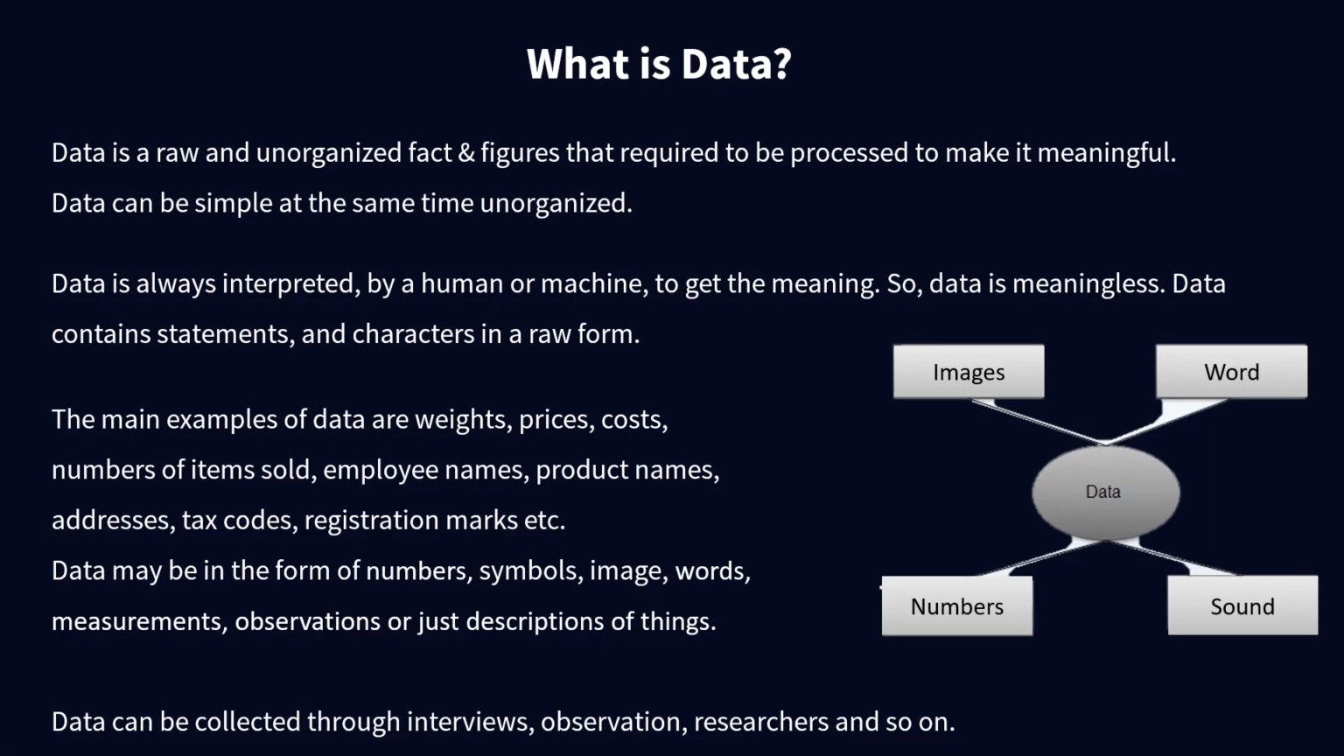So, what is data? You can find data from everywhere. It's a collection of facts and figures. Data can be collected through interviews, observations, and researches. You can use data to produce information. Data can be in different forms, such as numbers, text, images, sounds, or just description of things. Data is unorganized and meaningless. You cannot come to a decision using data. It should be converted by a human or a machine to get the meaning.